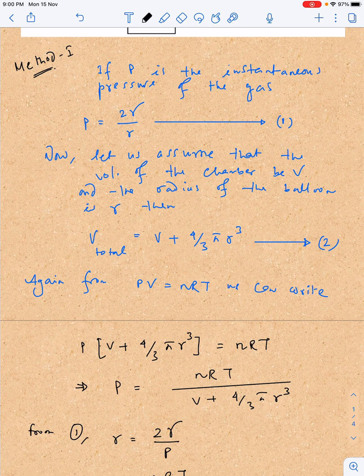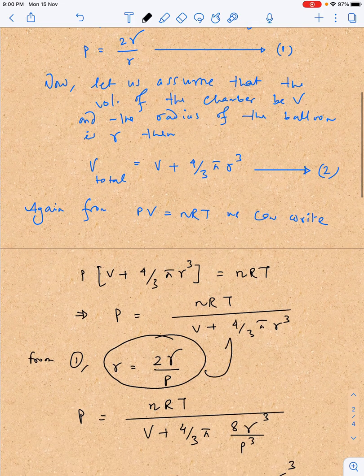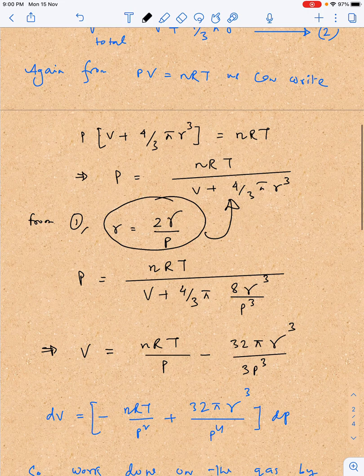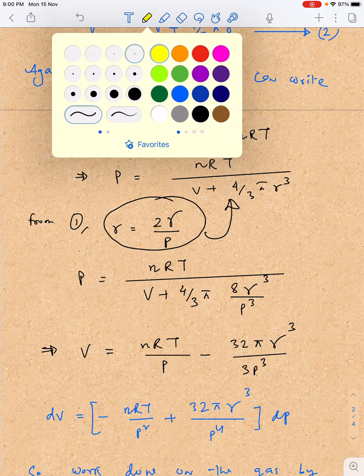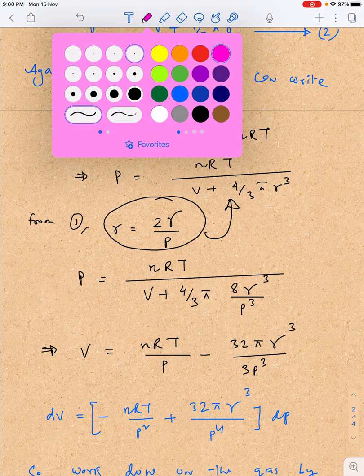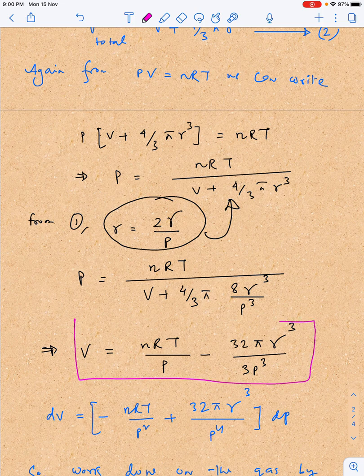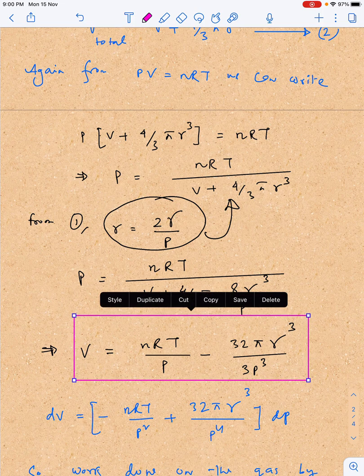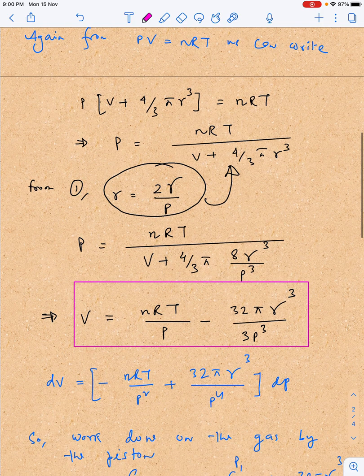We have already seen that P is equal to 2 gamma by R. From there I am segregating R value and substituting in this equation to separate V. Now here I have separated V, as you can check. So here V is separated in terms of small r, which is a variable. So if I do dV, we get minus of nRT by P square into 32 pi R cube divided by P to the power 4 dP.